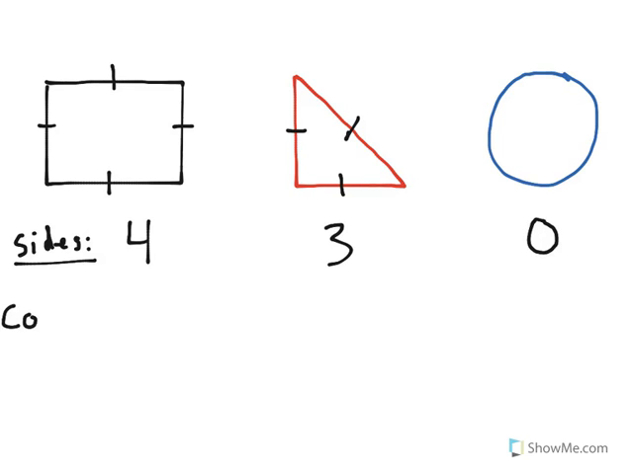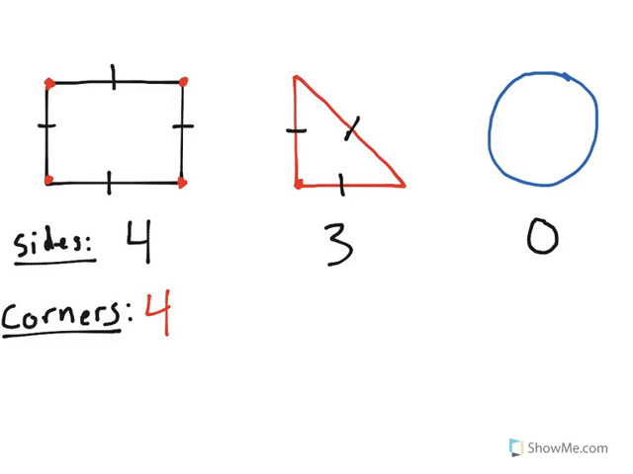Next, let's count the different number of corners each of these shapes has. Again, this is a defining attribute. We can count how many corners it has. Corners are defined where two sides meet at a point. So like the bottom right of this rectangle is 1 corner, top right is 2, top left is 3, and bottom left is 4. It has 4 corners.